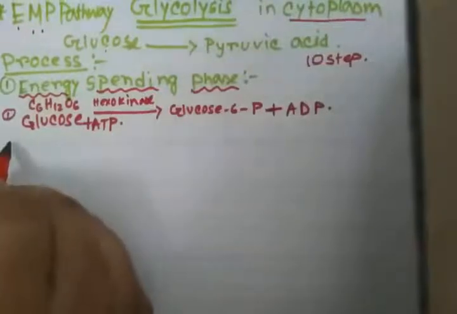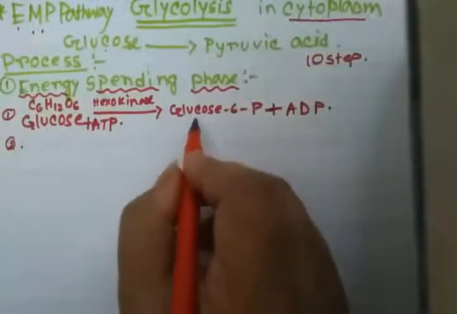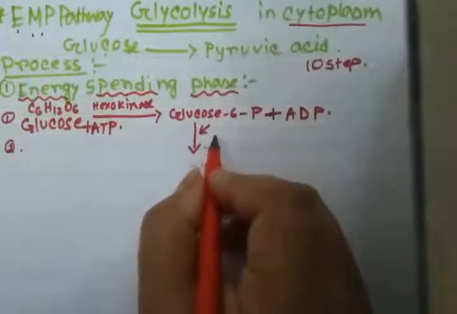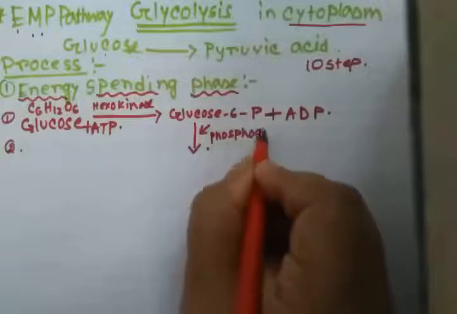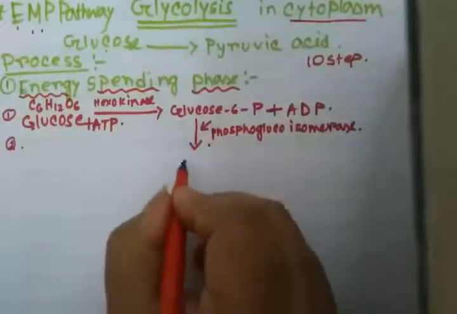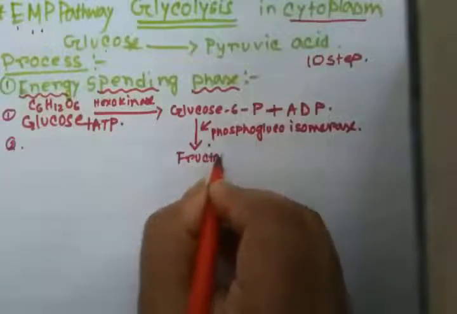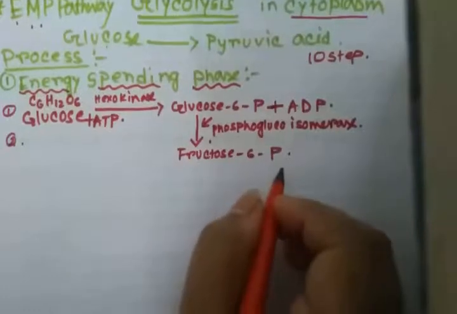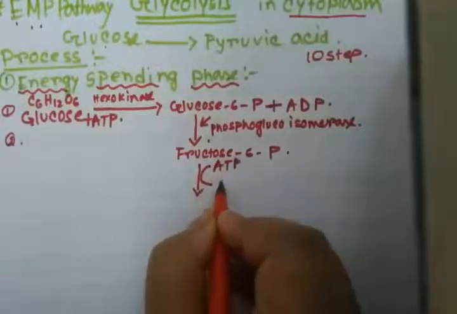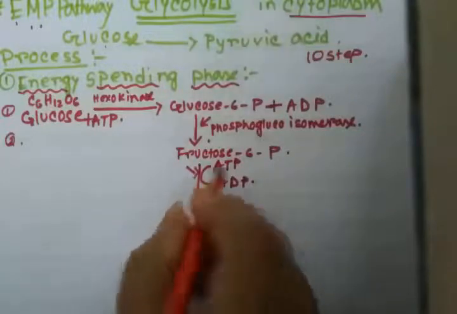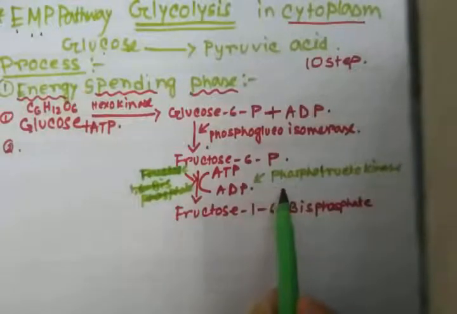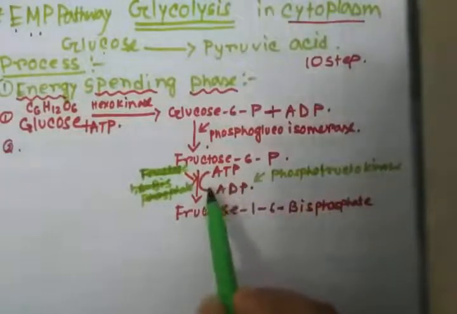In the next step, the glucose 6 phosphate, with the help of another enzyme called phosphoglucoisomerase, is converted into fructose 6 phosphate. In the next step, the fructose 6 phosphate uses another ATP, and ADP is released, in the conversion of fructose 6 phosphate to fructose 1,6 bisphosphate. Here the enzyme which is required is phosphofructokinase, and ATP is used up.